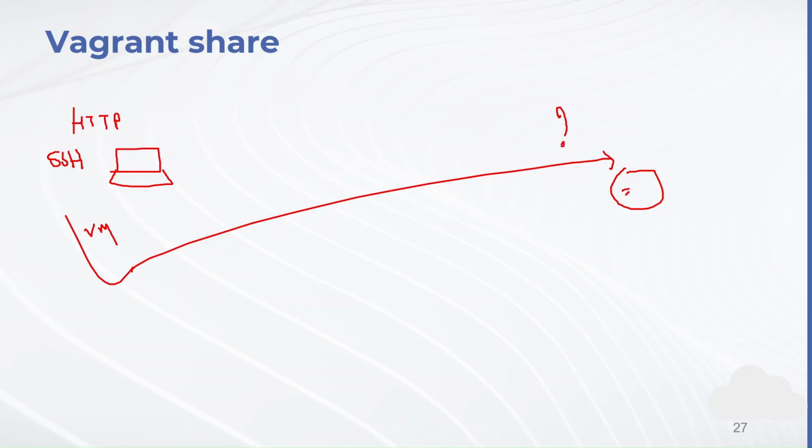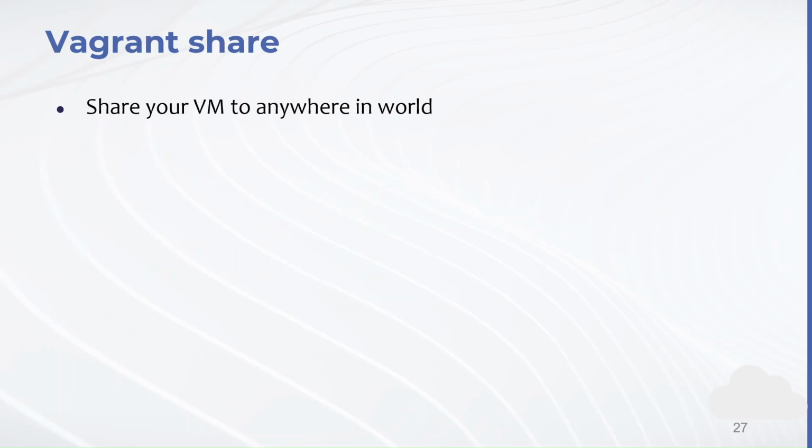There is a way you can do it using a service called ngrok. ngrok is a very popular service. It is used with Kubernetes for ingress controllers as well. Now you can use ngrok to provide this access. Vagrant Share is a plugin which uses ngrok to provide this service. So with Vagrant Share, you are able to share your VM, or virtual machine, to anywhere in the world.